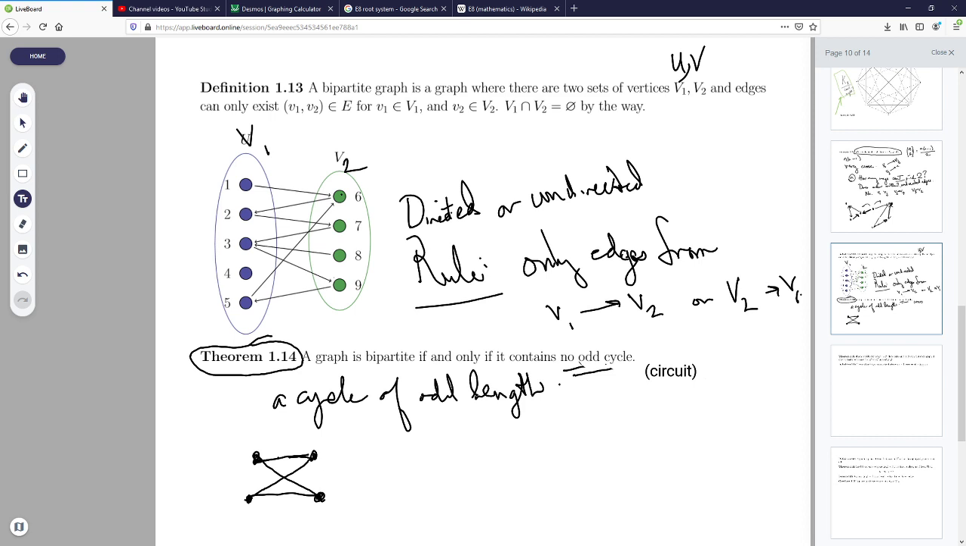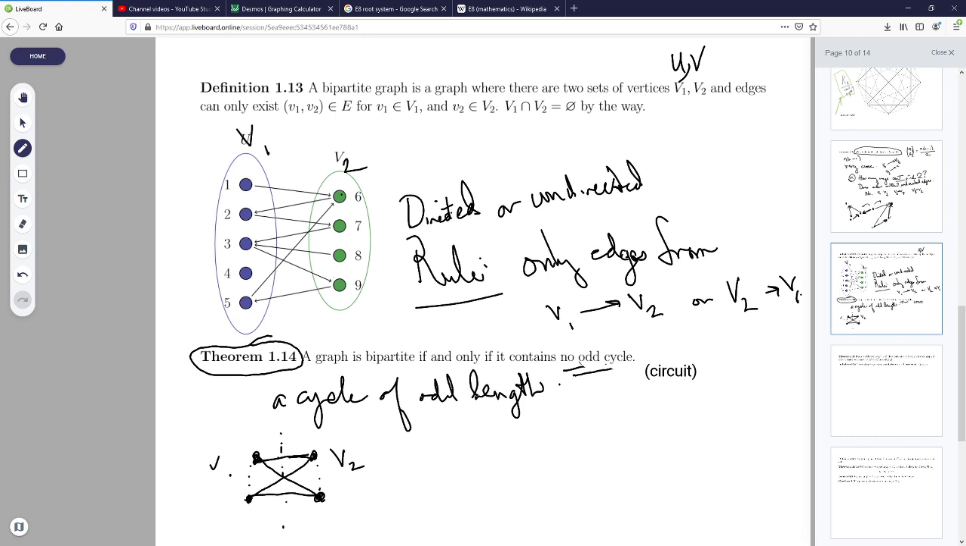So basically, if you have a bipartite graph, like if we say that this is the set V1, and this is the set V2, the only rule is that this edge here is not allowed to exist, and this edge here is not allowed to exist, right? You can't have these dotted edges. The reason why is because if it did exist, then it wouldn't be bipartite anymore.